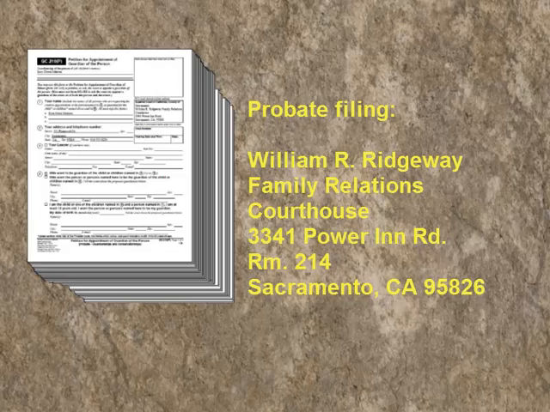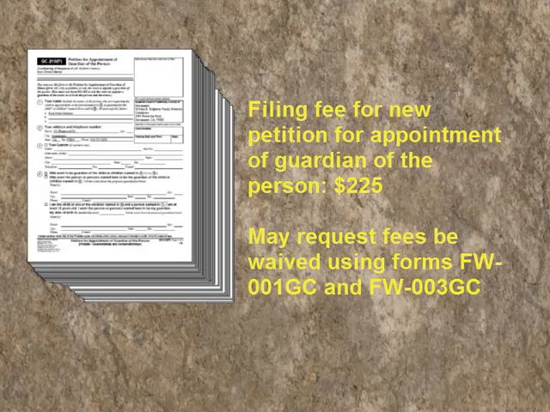After you have completed your copying and placed your forms into order, you are ready to file them at the probate department. The Sacramento County Superior Court's probate department is located on the 2nd floor of the Family Relations Courthouse, located at 3341 Power Inn Road, just south of Folsom Boulevard. At the time you file your documents, unless you file a fee waiver request, the court will collect your first appearance fee, which at the time of this program is $225.